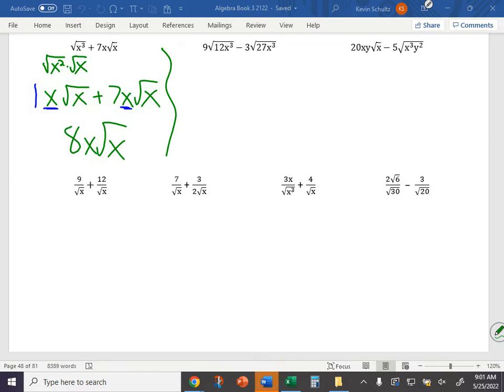9 root 12x cubed minus 3 root 27x cubed. Go ahead and simplify each of those. How? Well, it's a good thing we have PO61, where we remember that we can break apart that root 12x cubed into 9 times root 12 times root of x cubed, and we can break apart that 3 root 27x cubed into 3 times root 27 times the root of x cubed.